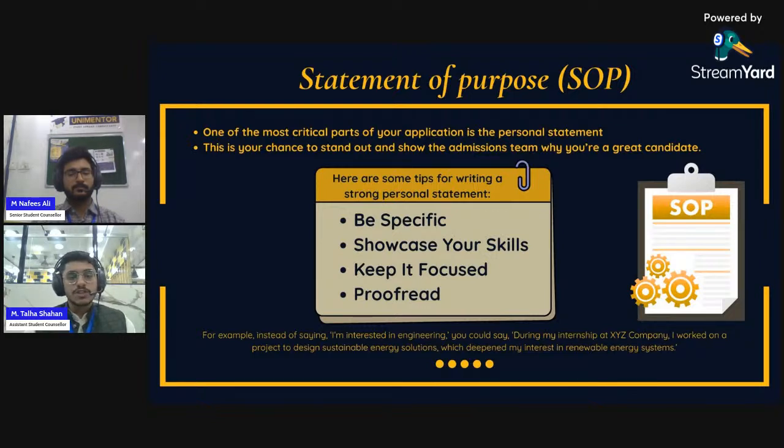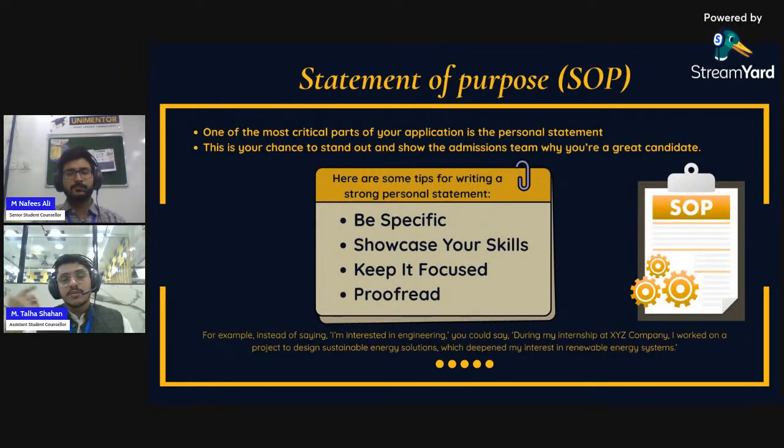Another tip is showcase your skills. Please highlight your skills, any skill that you have in your personality, like leadership, teamwork, problem solving, and communication. And also relate it with your course and with your course modules, with your university culture, etc.